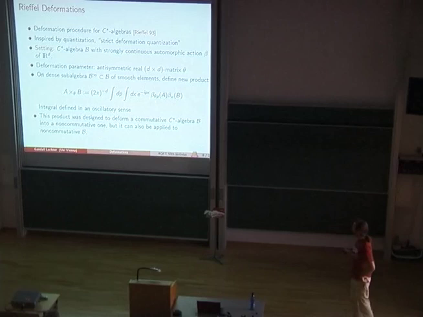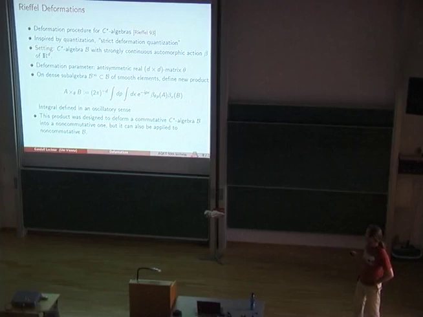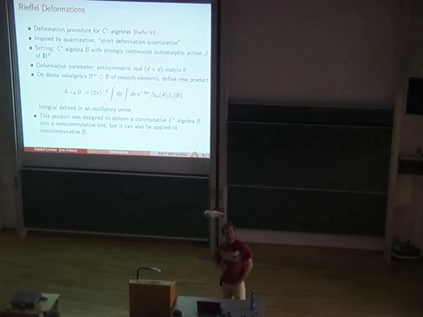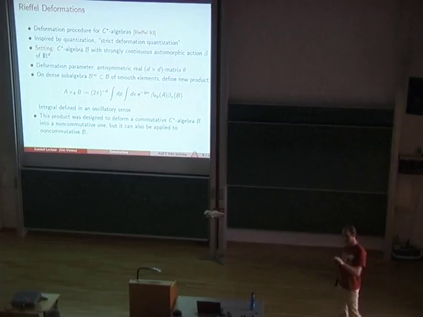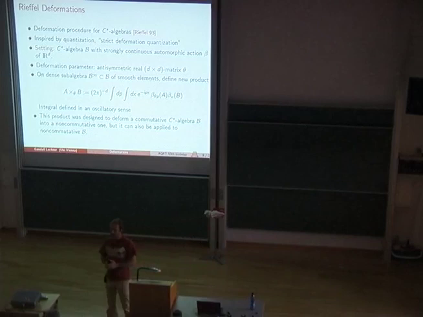But it can be defined in an oscillatory sense if the dependence of the integrand on these p and x is smooth. And this can be achieved by going to a smooth, dense subalgebra of B. Then you can give nice meaning to this integral, and in the end, just calculate with it as if it was a usual integral. You have to check all these steps, but usually you can treat it as an ordinary integral. A point I would like to stress is that this product was designed to deform commutative C-star algebras, I mean observable algebras of a classical system, to observable algebras of a quantum system, non-commutative ones. But in its general form, done by Rieffel, it can also be applied to non-commutative B in the beginning. That's what we want to do.